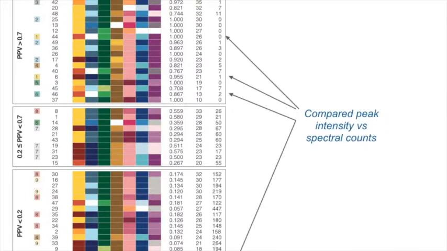Also, a common thing that people want to compare is if peak intensity performs better than spectral counts. Here, the first group compared peak intensity with spectral counts and found that both worked well. Here, another group compared peak intensity and spectral counts and found that one was superior to the other. So clearly the conclusions differ.